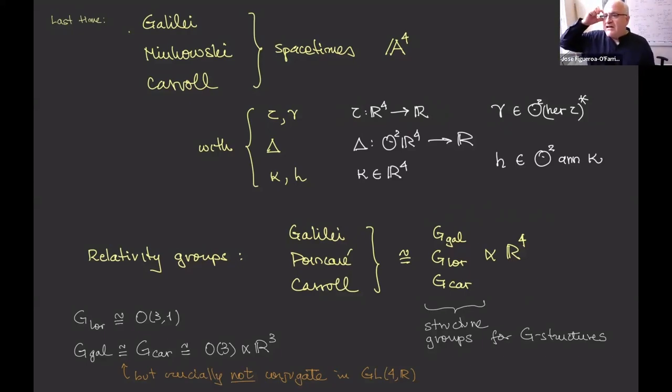Anyway, what I want to do today is to say a few words about the adapted connections to these G-structures, and remind you of intrinsic torsion, and then we'll discuss each of the three cases in that light. I won't say a lot of that because I'm sure you're all familiar with it, but just to set up some notation.